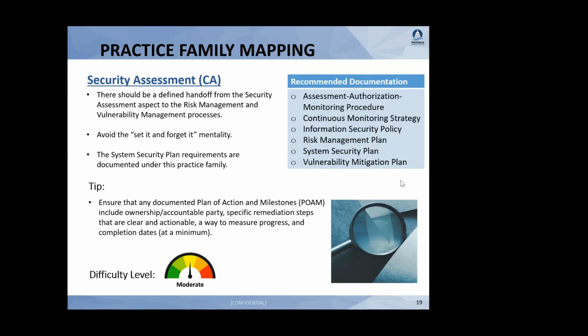All right, so here's my tip around security assessment. You have to ensure that your plan of action and milestones, or your POAMs, include the minimum requirements that are specified in the CMMC 2.0 requirements, and that's ownership, accountability, specific remediation steps that are clear and actionable, a way to measure progress, and at minimum a completion date. So most of our POAMs will have more information than this, but this is the minimum that you need to have in place to make sure that you're meeting the minimum requirements.